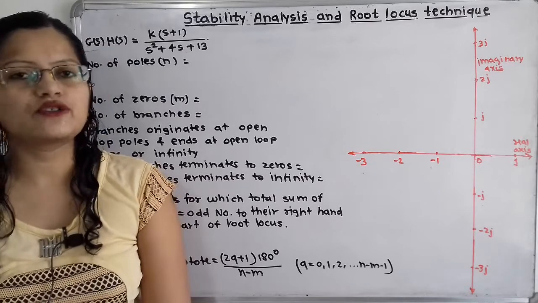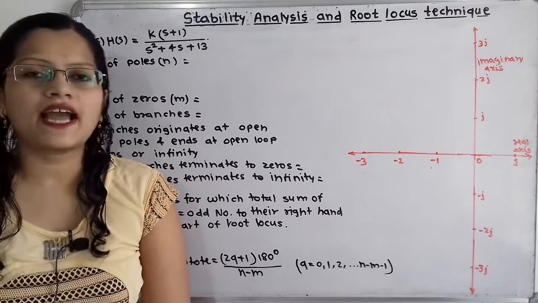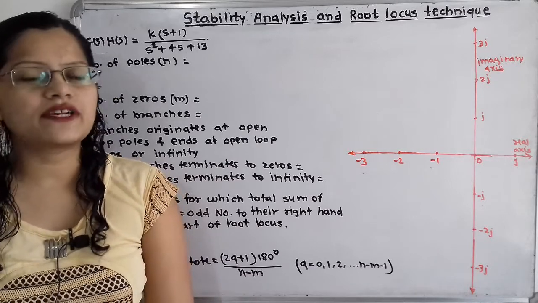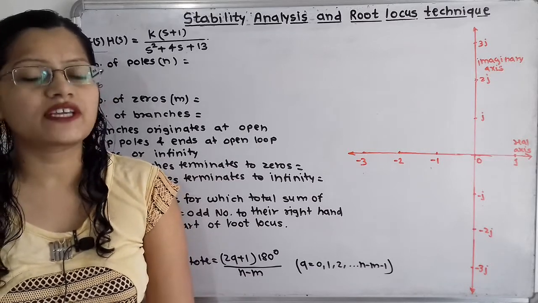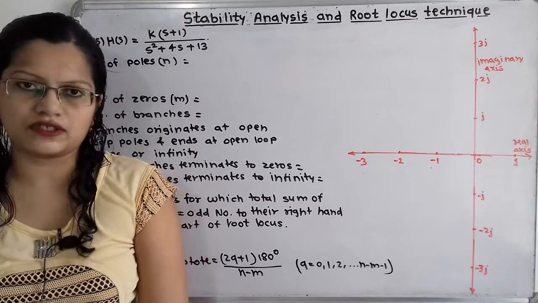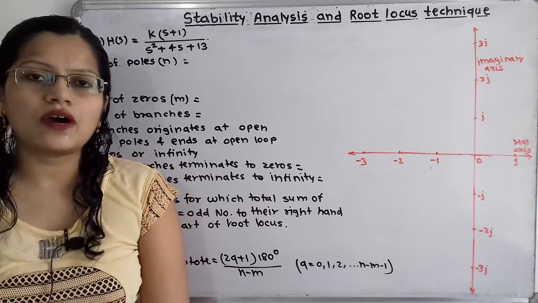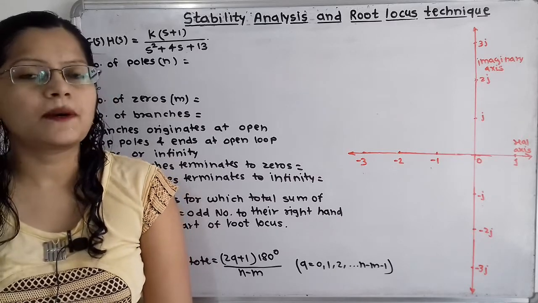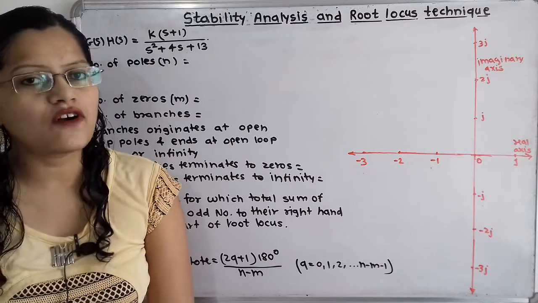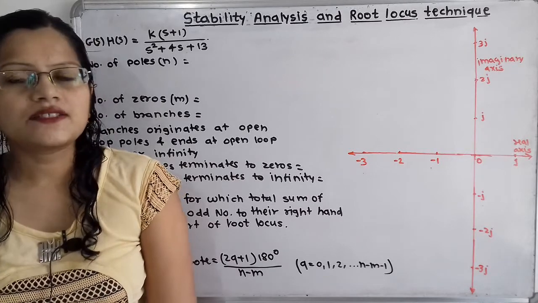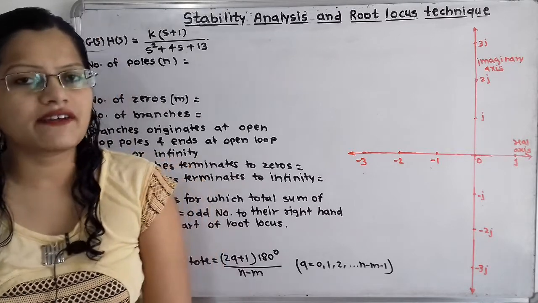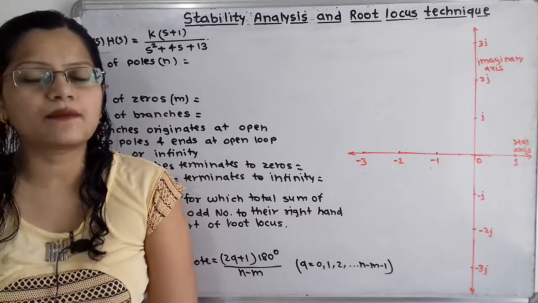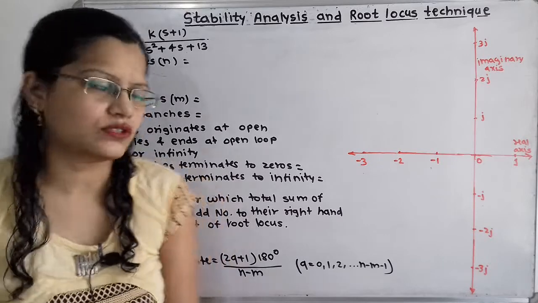Today we are going to solve a problem on stability analysis and root locus technique. In this video we are going to sketch the root locus for given open loop transfer function. We are also going to understand when we have to calculate the angle of asymptote, breakaway point and angle of departure. Let us first understand what is the given open loop transfer function and then we will decide the number of poles and number of zeros.